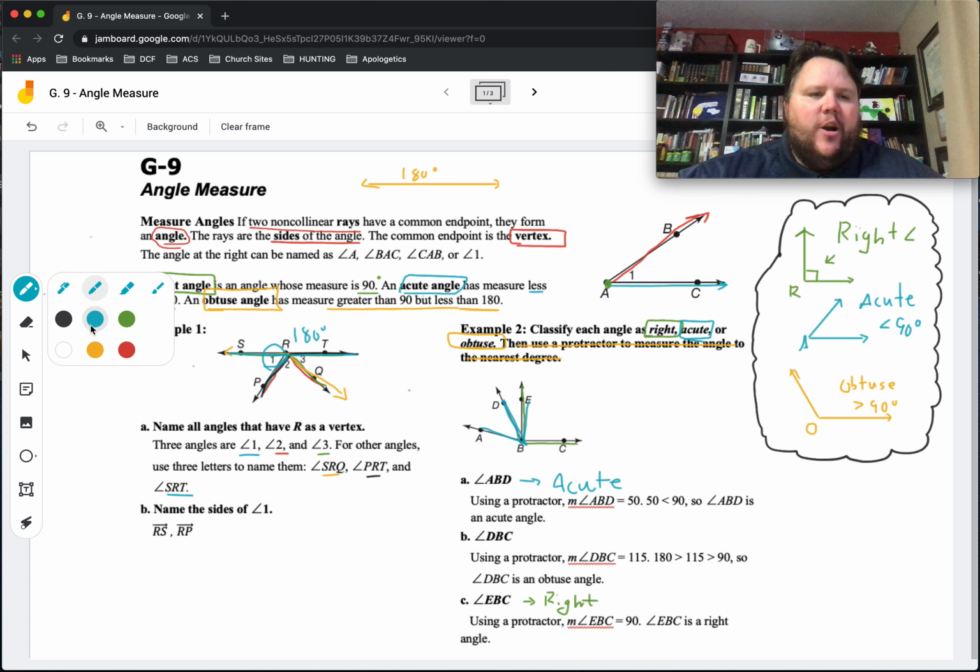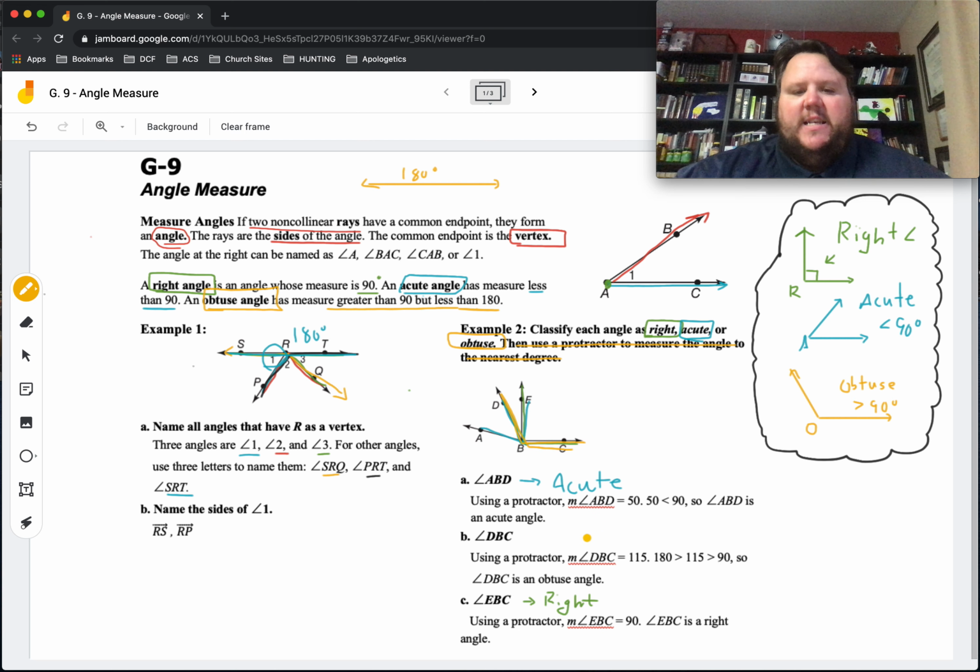And for our obtuse angle, we need it to be bigger than 90 degrees. So we're going to go with CBD here. So CBD is bigger than 90 degrees. And notice they did DBC. But remember, we can go forwards and backwards with it. So that's our obtuse angle.